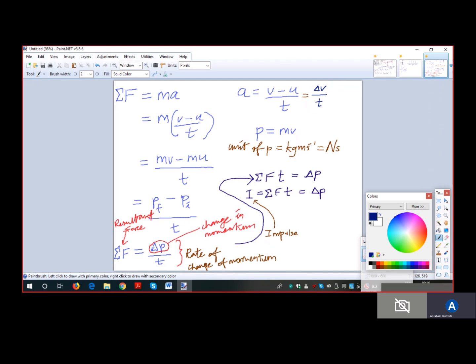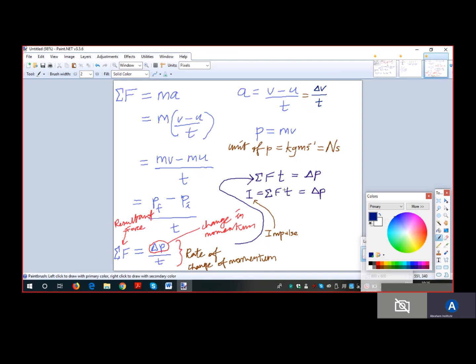This is rate of change of velocity. This is rate of change of momentum. Change in momentum over time is rate of change of momentum. Change in velocity over time is rate of change of velocity. That is acceleration. So rate of change of velocity is acceleration. Rate of change of momentum is resultant force. Okay, and impulse is the force times the time, which is also equal to change in momentum.